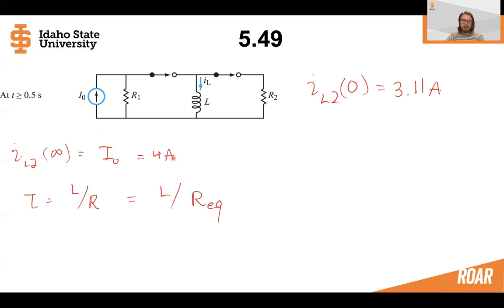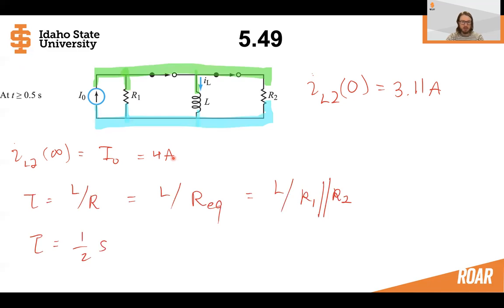That just leaves us with finding the time constant, which we know is the inductance over the resistance. So what is the resistance going to be? We have two resistors now, so it's going to be some kind of equivalent resistance. If we color code these, we can see R1 and R2 are obviously in parallel, so the equivalent resistance is going to be R1 in parallel with R2. If we reduce that, we'll end up with a time constant of 1/2 seconds.